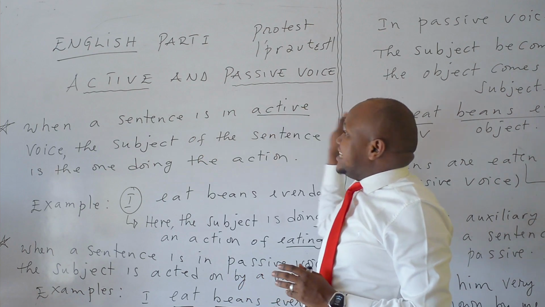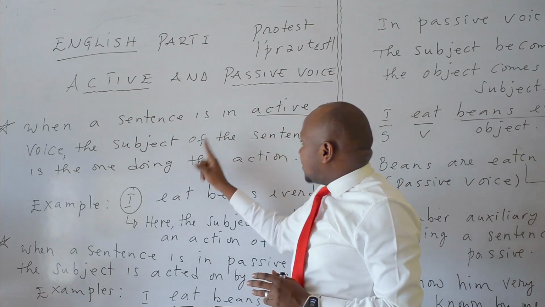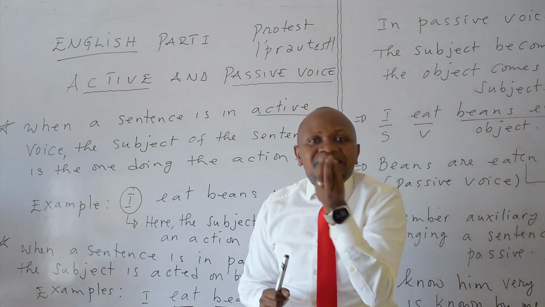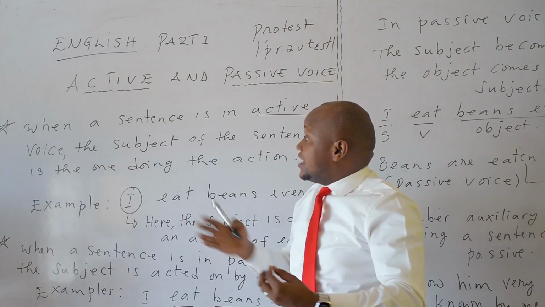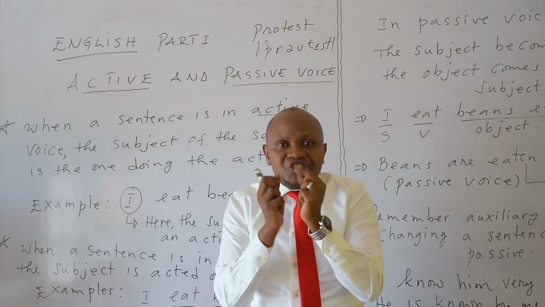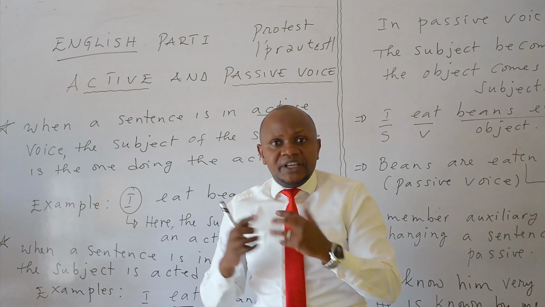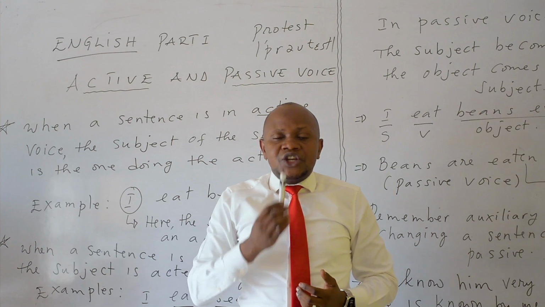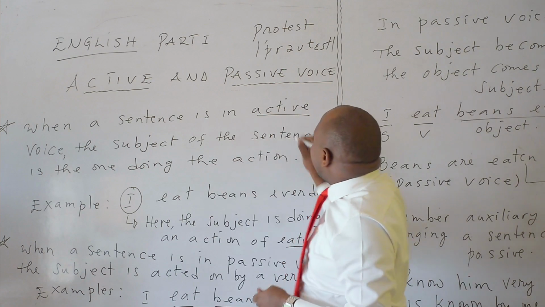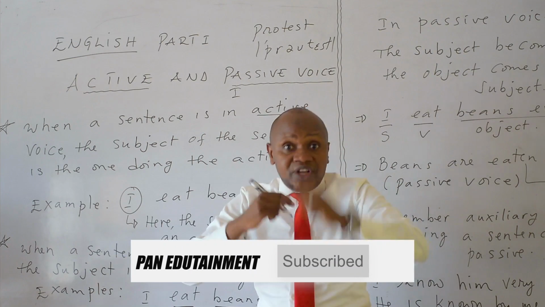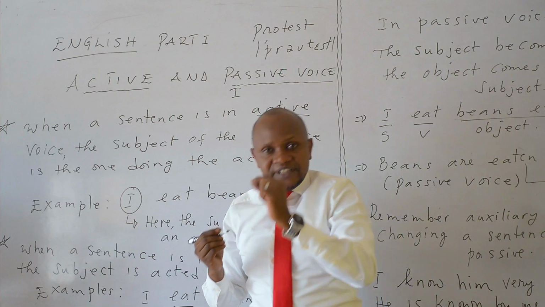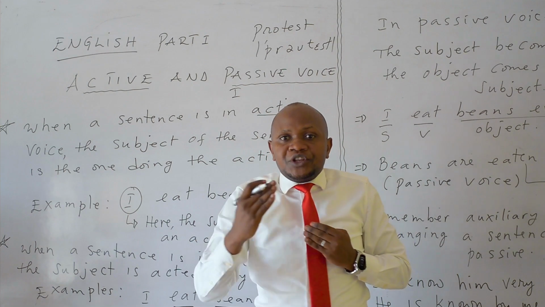When a sentence is in active voice, the subject of the sentence is the one doing the action. The subject of the sentence is the one doing the action. Example, I eat sweet potatoes every week. This I which is here is the one that is doing the action. I eat sweet potatoes every day.